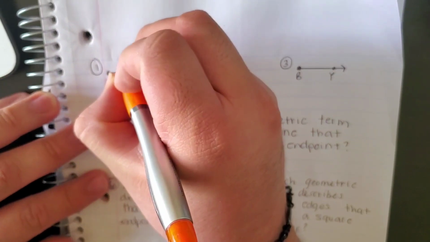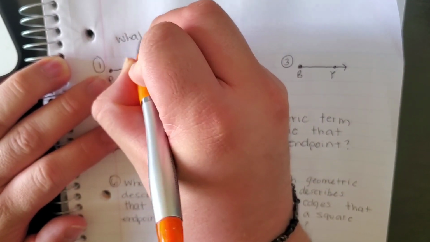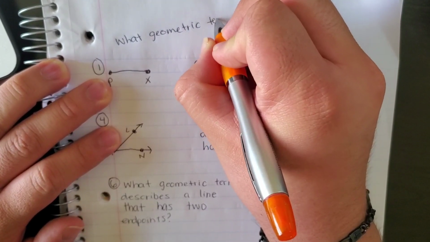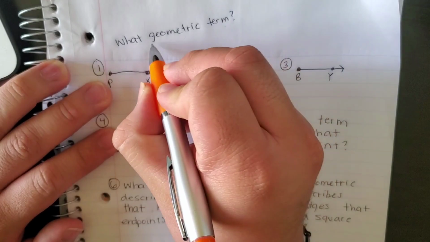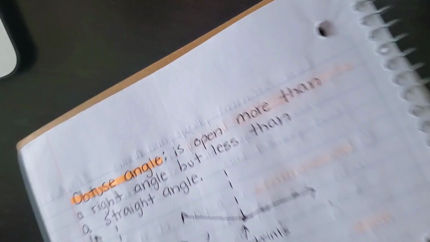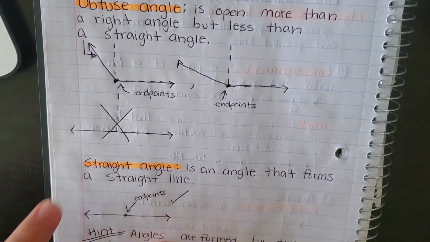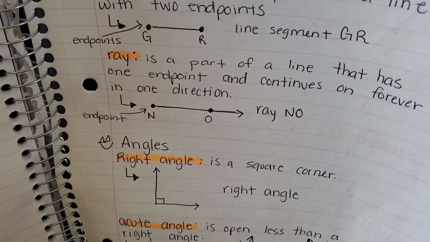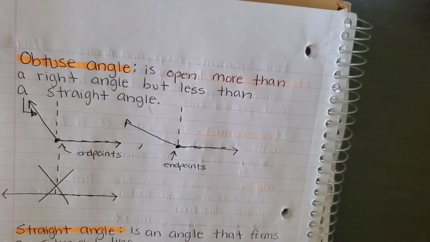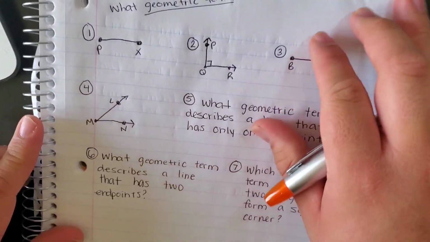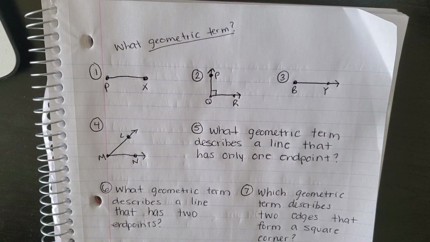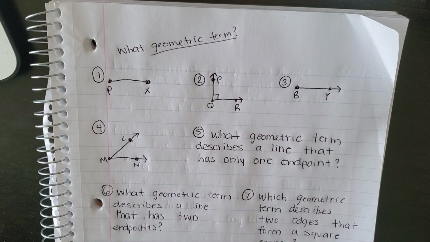So first of all, what is a geometric term, guys? Well, a geometric term is everything that we previously discussed. Our language of the discipline: a straight angle, obtuse angle, a line segment, a ray, a right angle, and an acute angle. Those are called geometric terms, okay? They refer to something that forms a shape or a line, okay? So for number 1, what geometric term best describes that one?